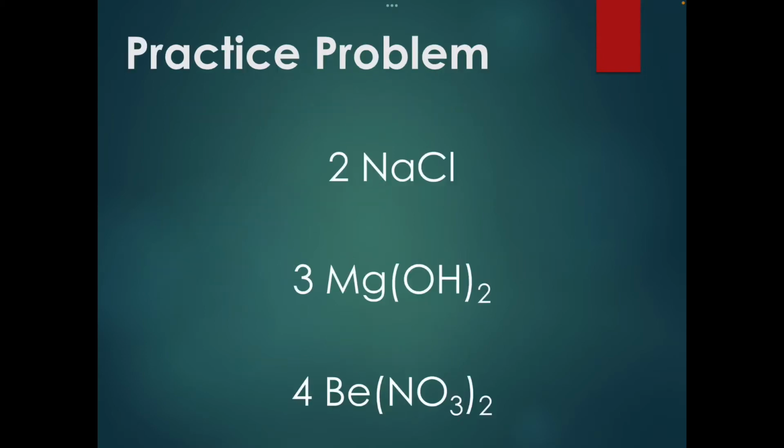So I want you to go ahead and do a practice problem. For these problems, I want you to tell me how many of each atom are in this molecule. Okay, so just like I was just doing with the water, where that 2 distributed in, and so I had 4 hydrogens and 2 oxygens, do the same here and tell me how many of each atom I have in each one of these molecules. All right, go ahead and pause. Come back when you're ready to see the answer.